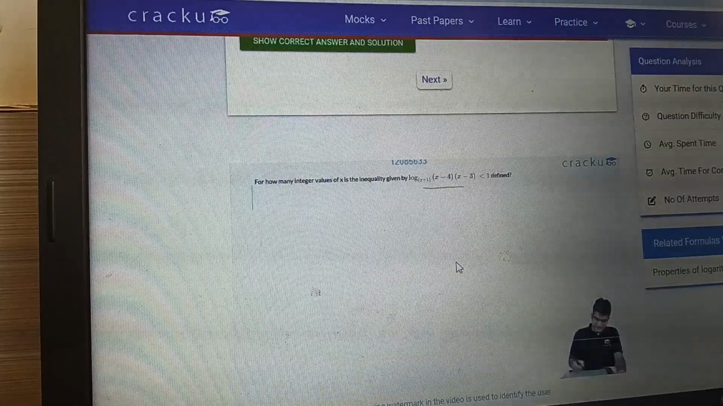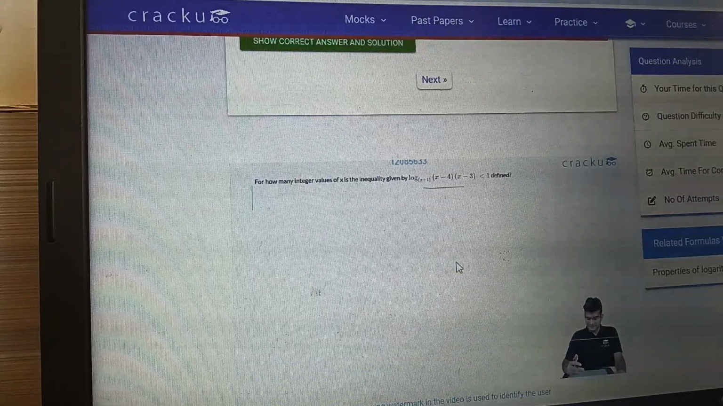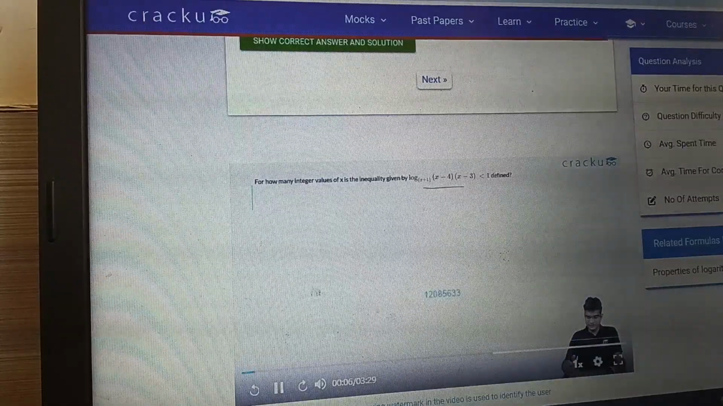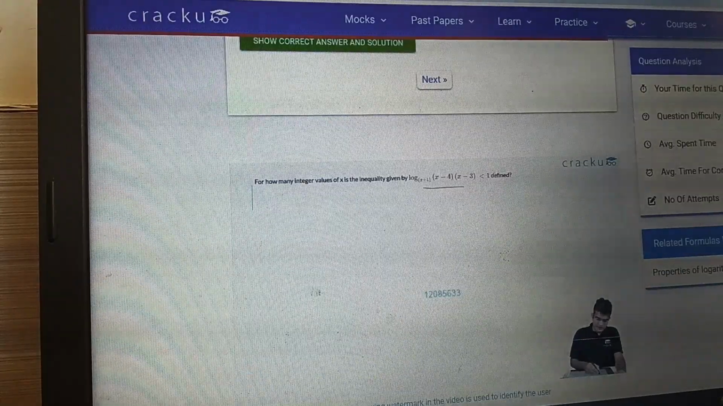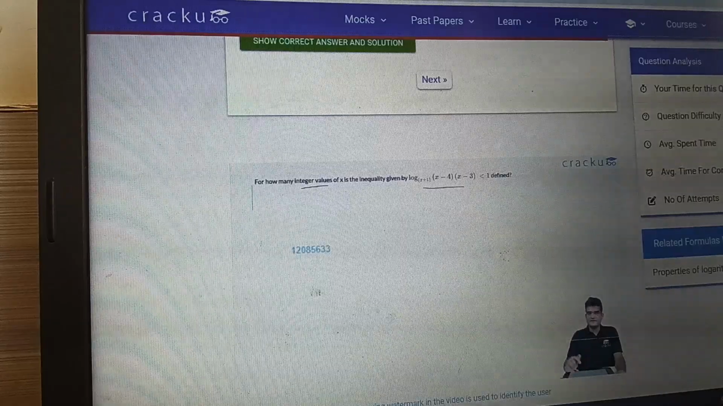We are given an inequality which involves a logarithm, which says that log of (x minus 4)(x minus 3) to the base x plus 1 is less than 1. And we are required to find out how many integer values of x satisfy this given inequality.